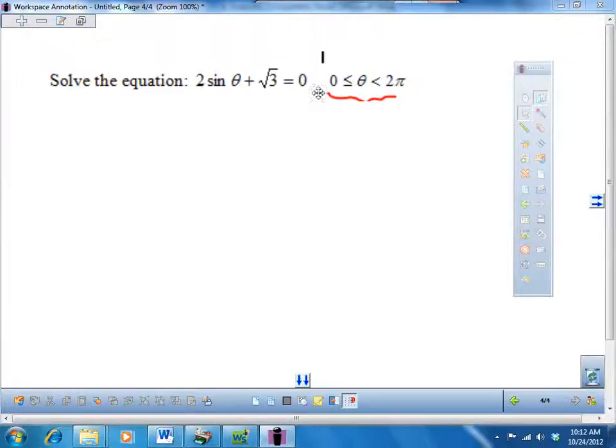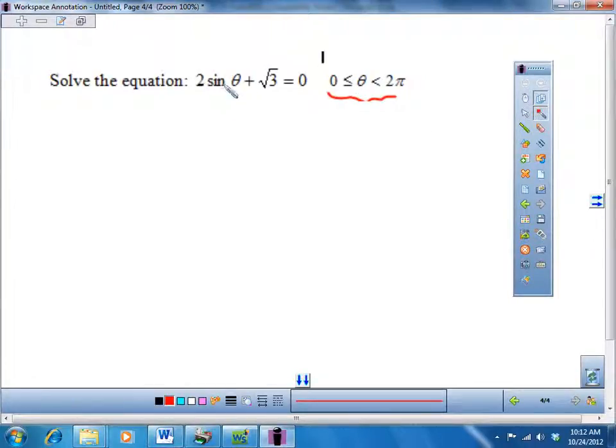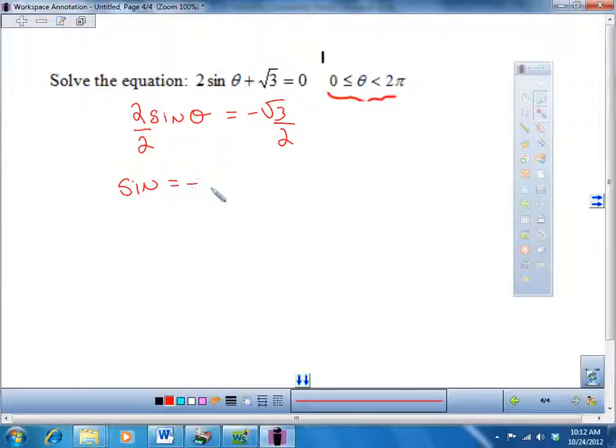Alright. So the way you do this is just like you're solving an equation. Right? And so what you do is you want to get sine of theta by itself. And that would involve first rewriting this as 2 sine of theta equals negative root of 3. And then what? Divide both sides by 2. So I get sine of theta equals negative root of 3 over 2. So then on your unit circle, here's my unit circle.